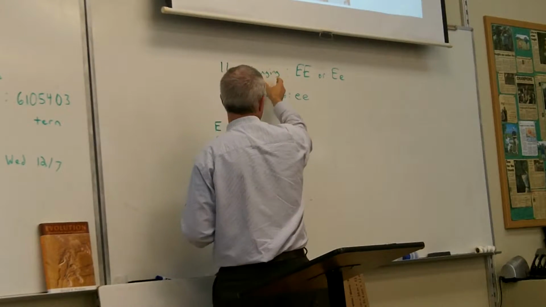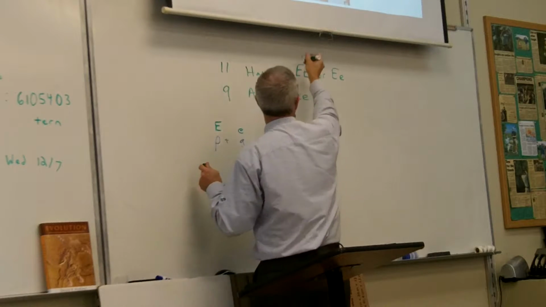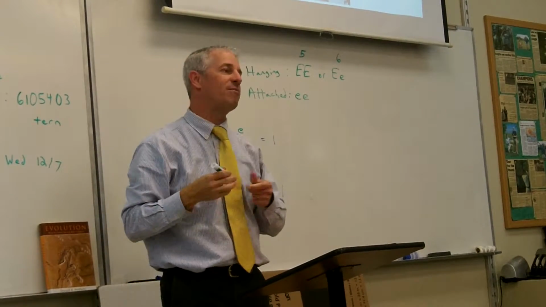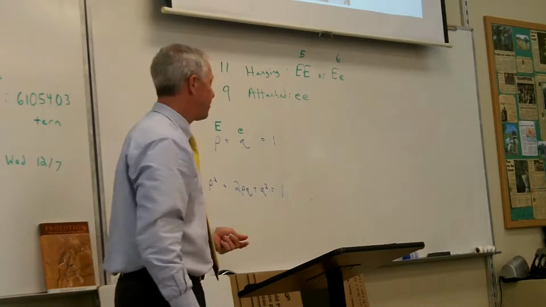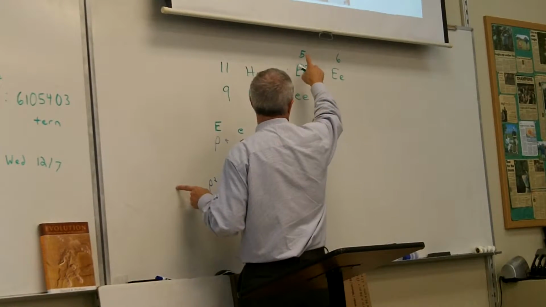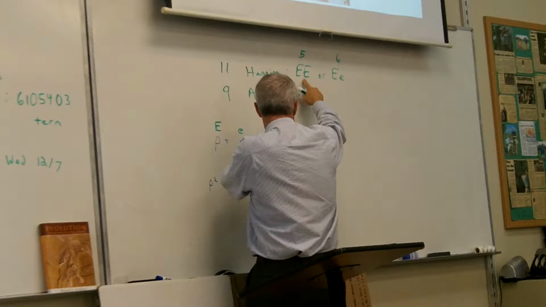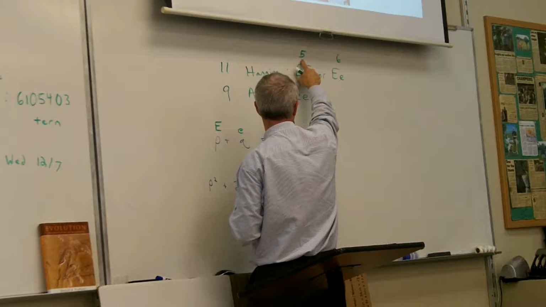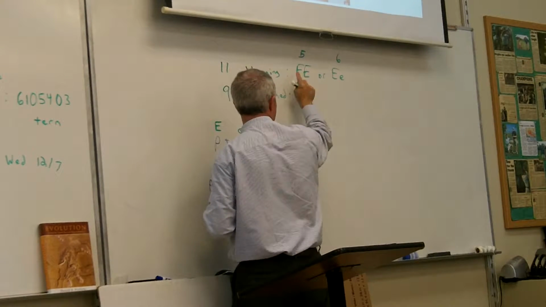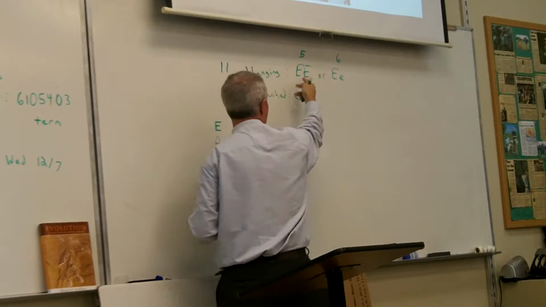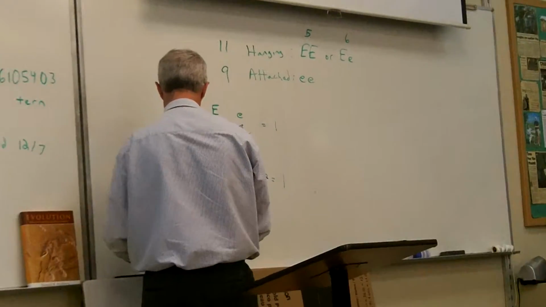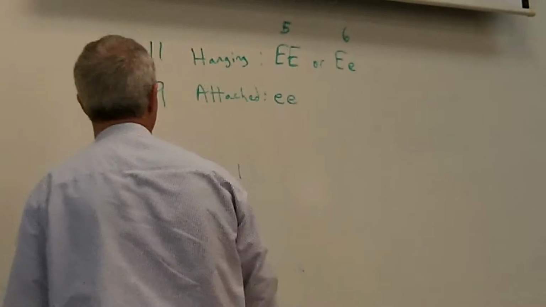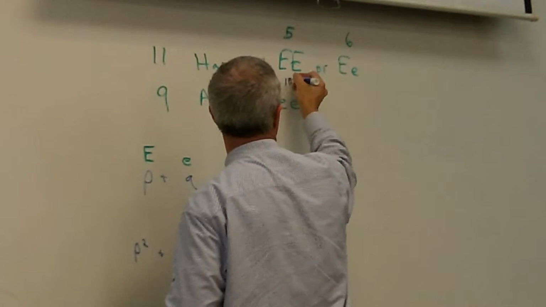We had 11 people with hanging earlobes. Let's pretend 5 of them were big E, big E, and 6 of them were big E, little e. I have no way of knowing that; I'm just making something up. If 5 were big E, big E, how many total big E alleles do those 5 people have? Each person has 2 big E alleles. 10. Thomas, I like the way you think, buddy. 5 times 2 is 10 big E alleles.